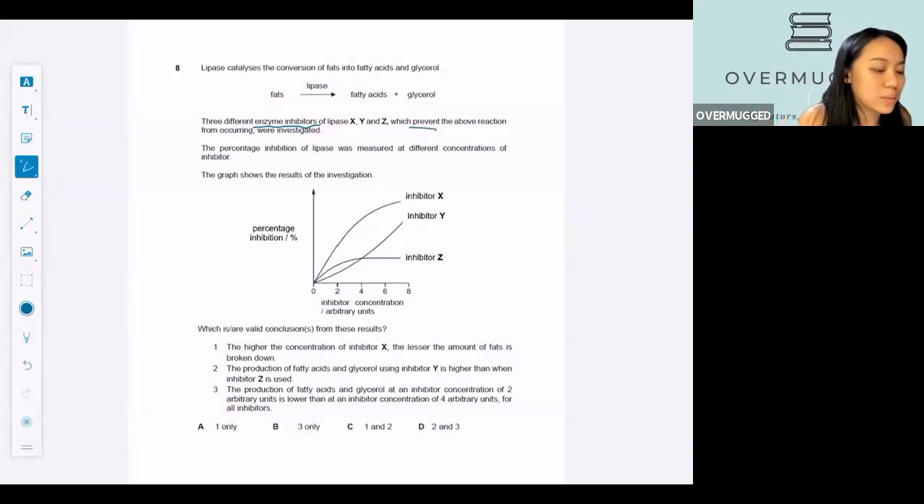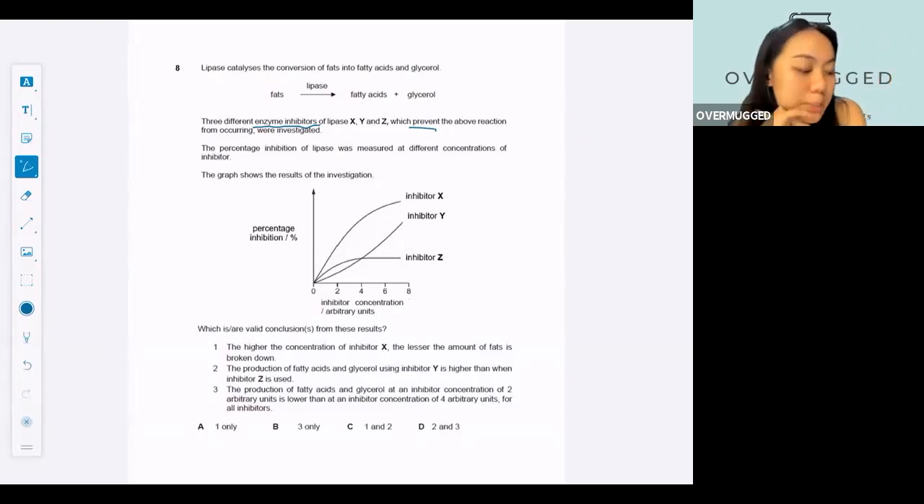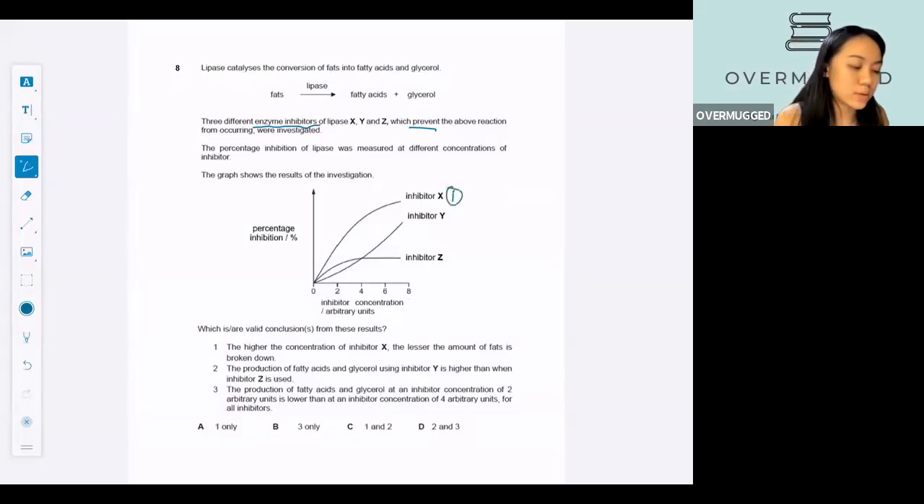So here it explains they prevent the above reaction from occurring, and the percentage inhibition of lipase was measured at different concentrations of inhibitor. So you have to understand this graph first. When the inhibitor concentration increases on the x-axis, what would happen to the percentage inhibition? When it becomes higher, it means that it inhibits more, so it is preventing the reaction more. In this case, inhibitor X is the strongest inhibitor, because when the inhibitor concentration increases, the percentage inhibition also increases.